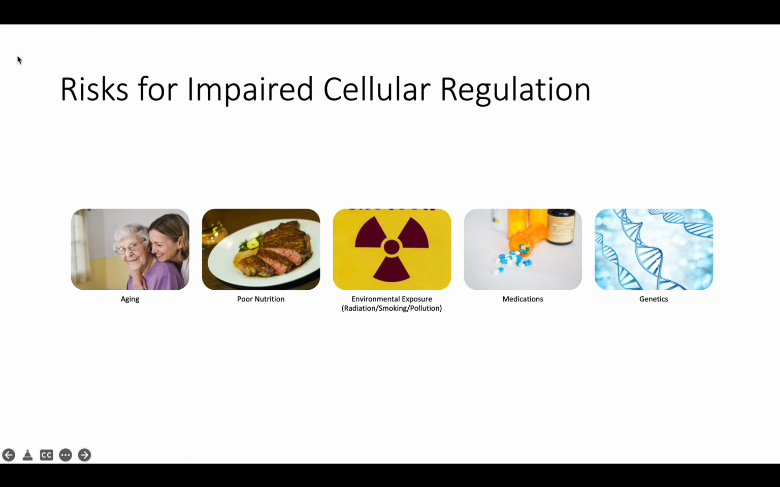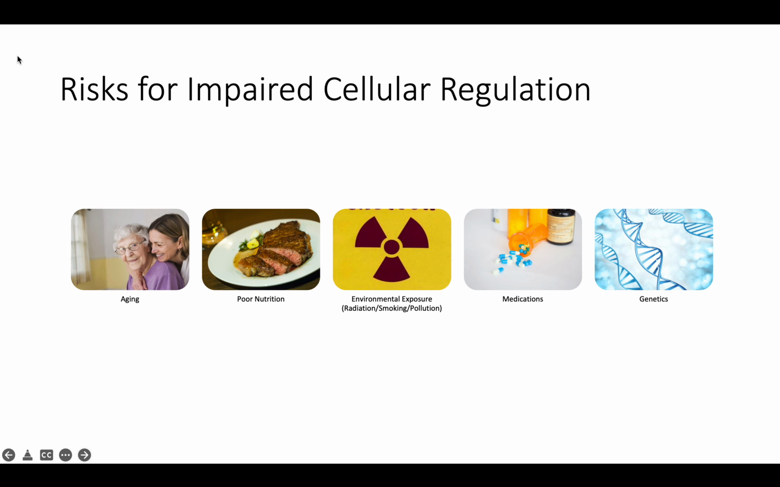So why does a person have cellular regulation impairment? The first reason is aging. As we get older, we have more risks for things like anemias or things like infection control. So as age occurs, we have a risk for cellular impairment. We also have a risk for cellular impairment with poor nutrition. So iron, B12, folic acid are three things that we want to make sure that we have in our diet to help with cellular regulation.